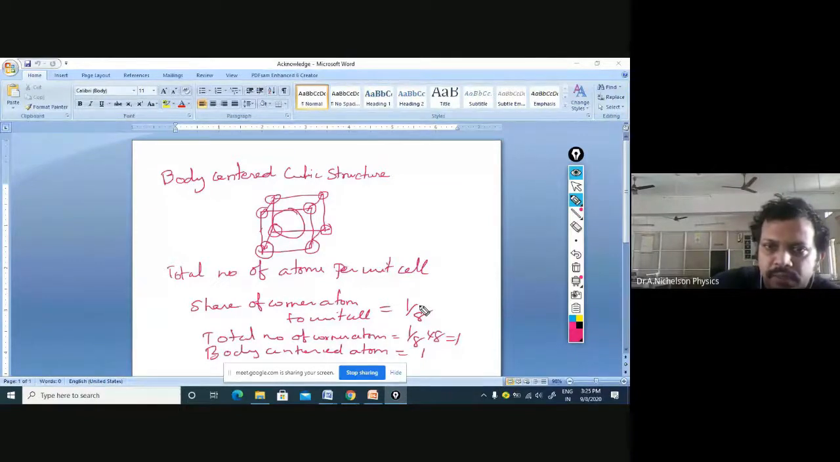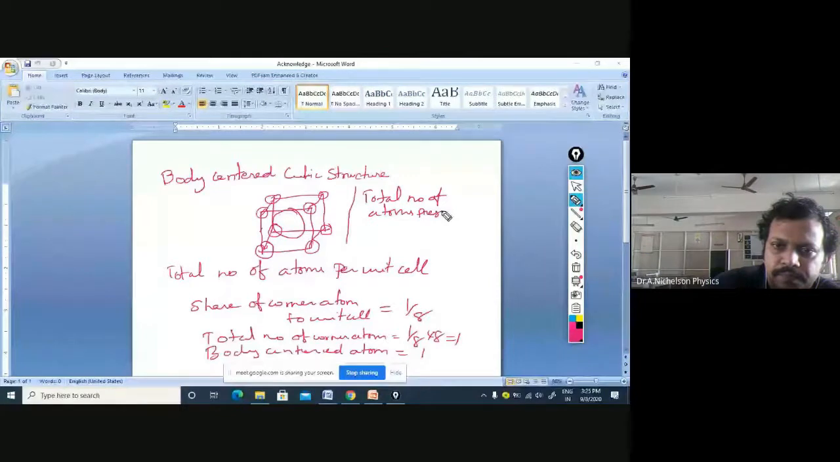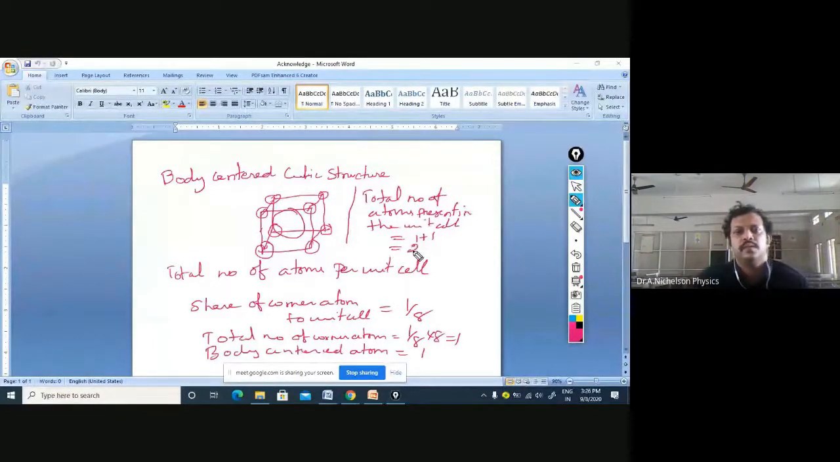So following that line, you just write down this. The total number of atoms present in the unit cell. That means for the BCC structure, that is 1 plus 1 is equal to 2. Right?